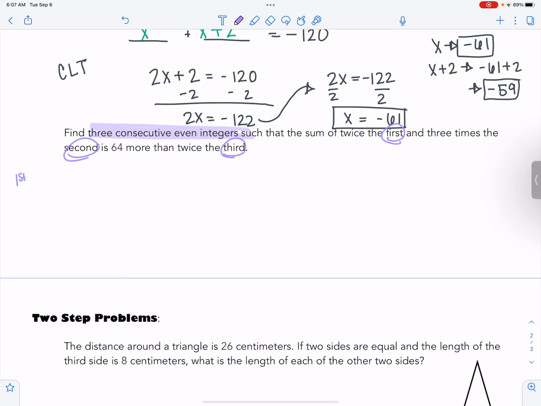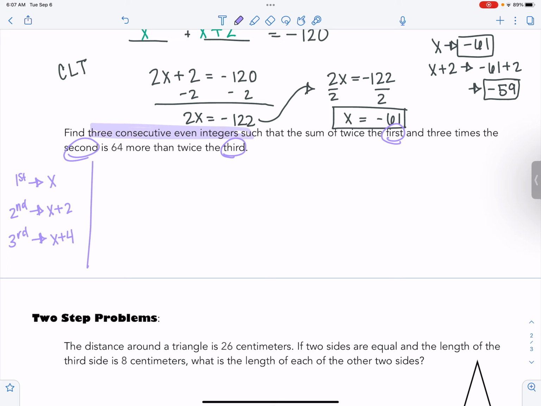That the first is x, second is x plus 2, and the third is x plus 4. So that just kind of helps me sort through when it says first, second, and third. That's what I'm using, x, x plus 2, and x plus 4.